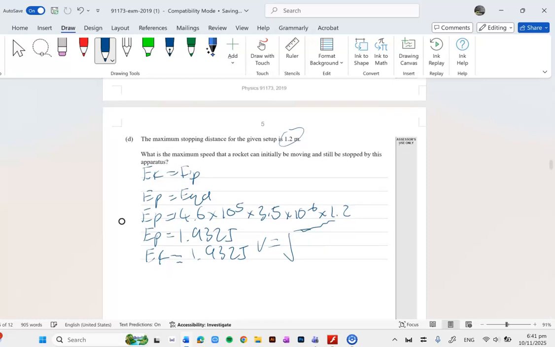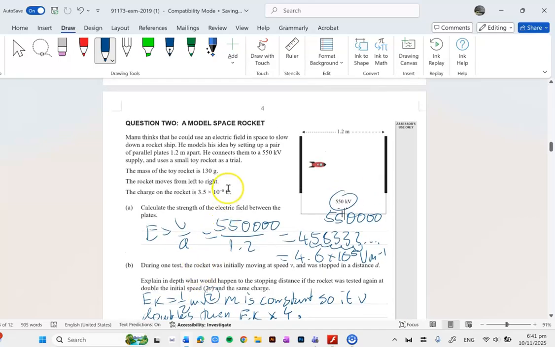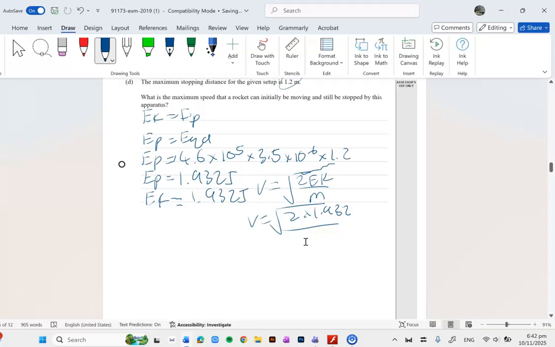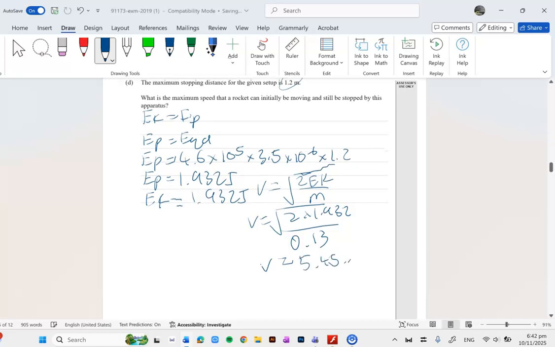V equals the square root of 2EK divided by m. V equals the square root of 2 times 1.932 divided by the mass, which is 130 grams. So what's that going to be? 130 divided by 1,000. That's going to be 0.13. So V equals the square root of 2 times 1.932 divided by 0.13. That is 5.45 dot dot dot. So V equals 5.5.